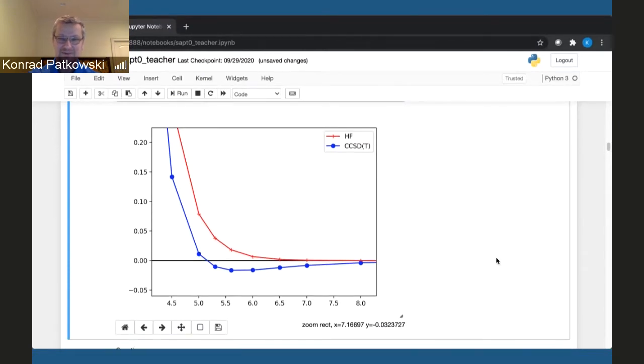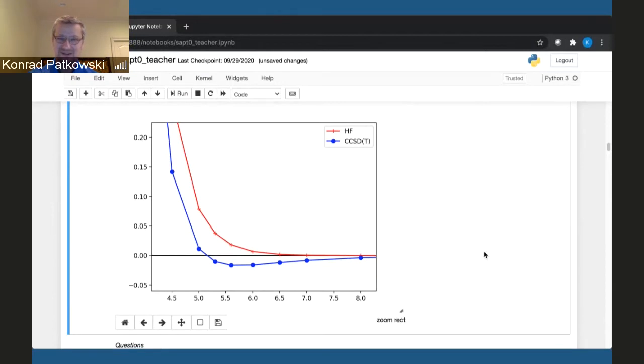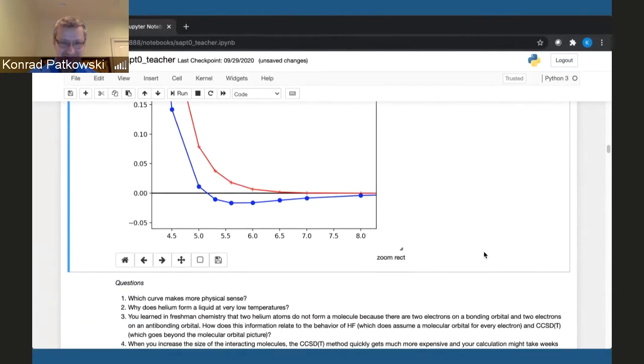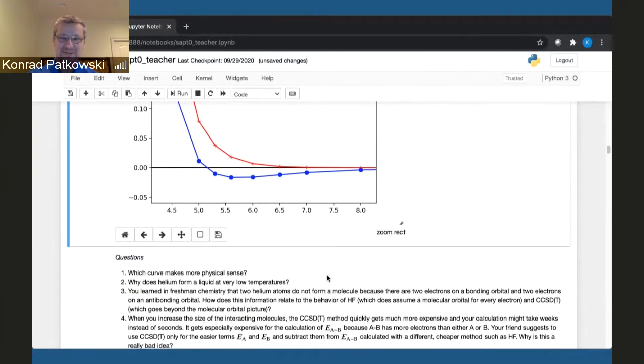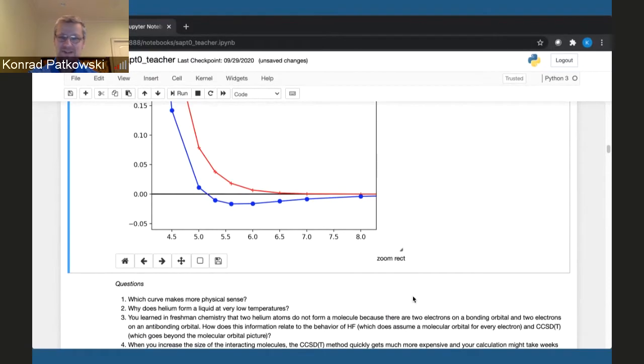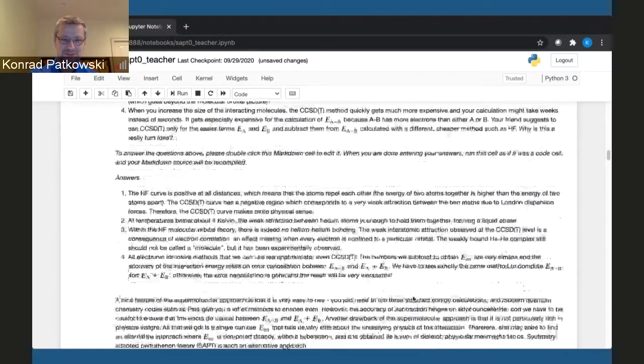So the students get to reflect on what's important for these interaction energies and things like, why does helium form a liquid at very low temperatures? After all, you do need some attraction in there. So once we've done a supermolecular curve, we can move on to SAPT.